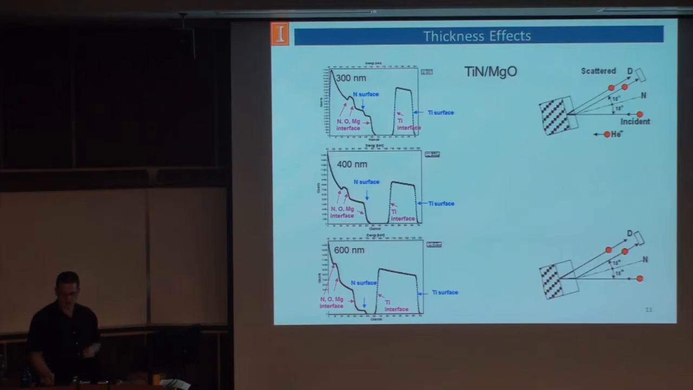The key here is that the leading edges of the titanium and the nitrogen do not move. They're at the same energy. It's that the leading edges of the substrate are moving deeper and deeper as you get thicker films. The key here that you can pull out of this is that with RBS, it's very nice to run simulations before you grow your films to make sure that you can see what you're interested in looking for.